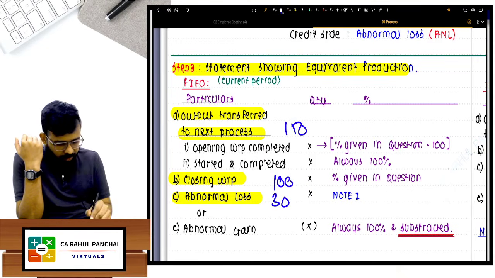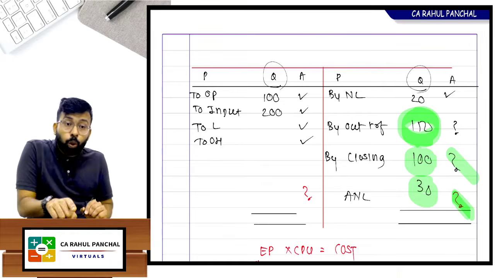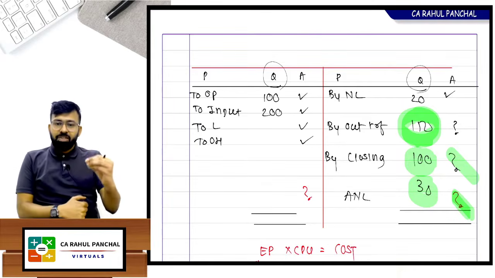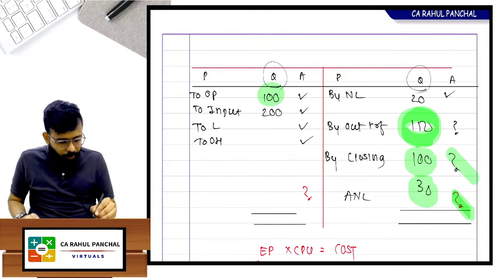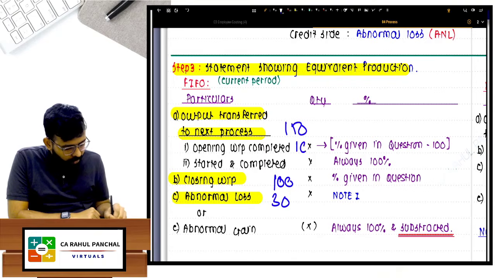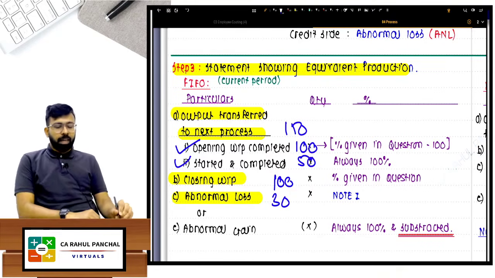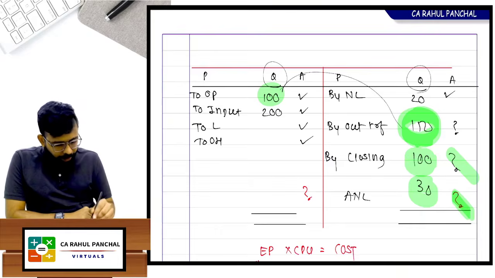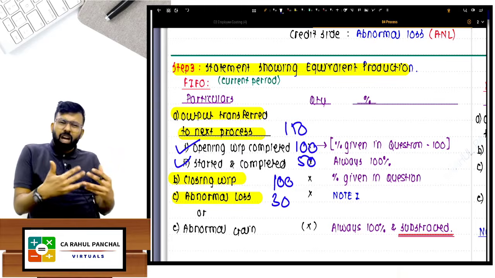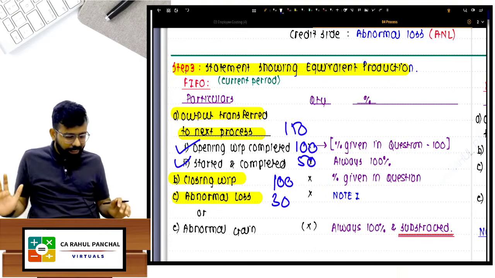But now the twist is, if it is a FIFO method, I know first I will produce what? If it is a FIFO method, guys, first you will produce this 100. You will make this first 100, and if you make the 100, it means it has 2 parts. First is opening WIP completed, and then 50 is something which is started and completed from this. That 50 has come from this 200. Okay, so first I must have made 100. Now understand. So sir, how does that matter? It does matter. Understand how?